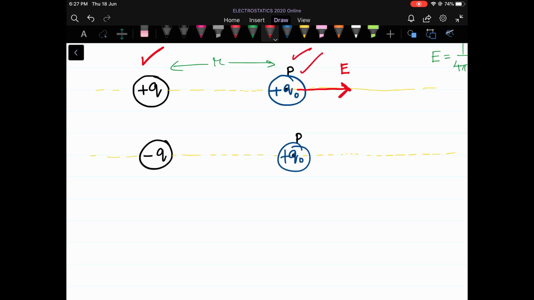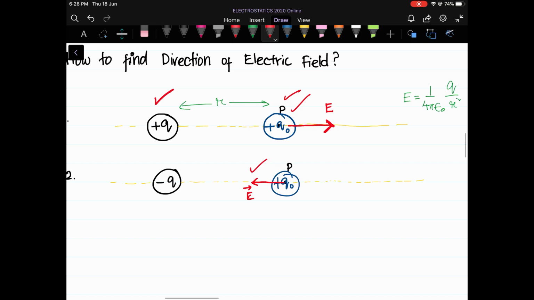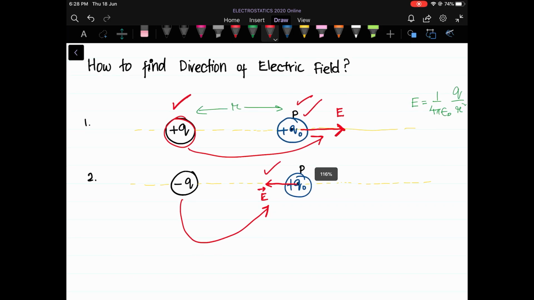When we do that, in this case, this positive test charge will be attracted by the source charge and is going to move in this direction, that is towards your negative source charge. This is now what is known as the direction of your electric field. So you can see, for a positive source charge, the direction of the electric field is away from it, whereas for a negative source charge, the direction of electric field is towards it. As we look at some more cases later, you will become more clear with the direction of your electric field.